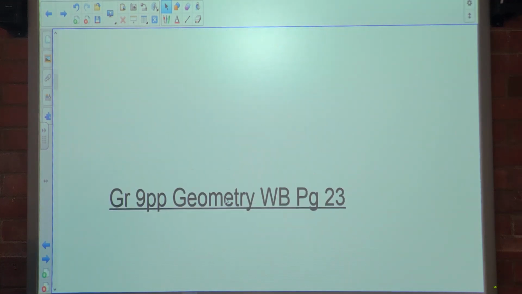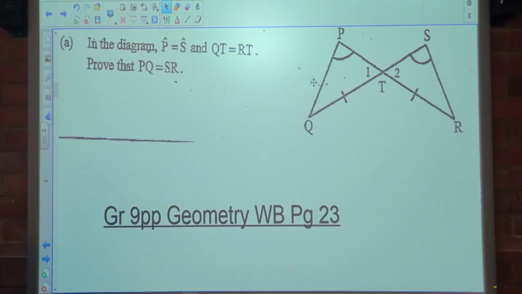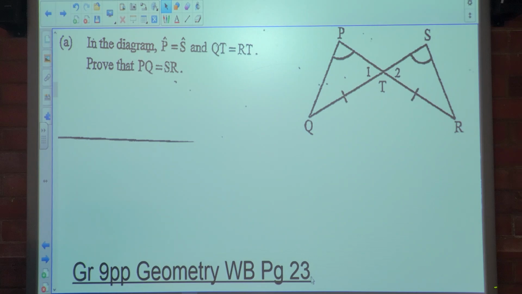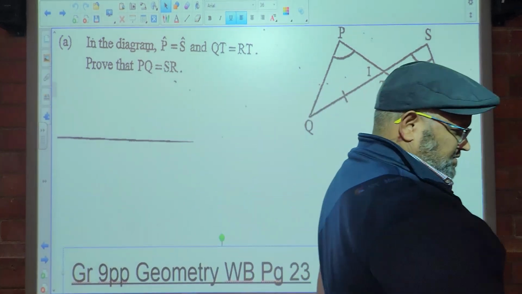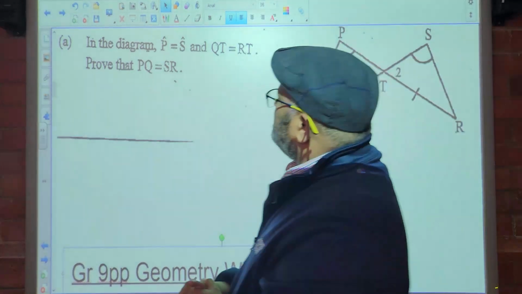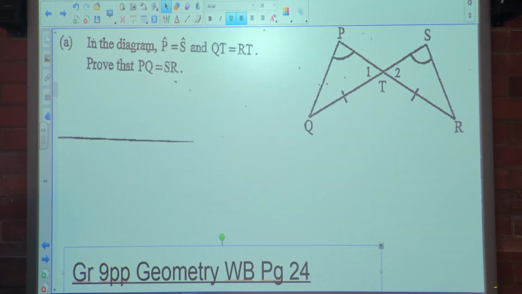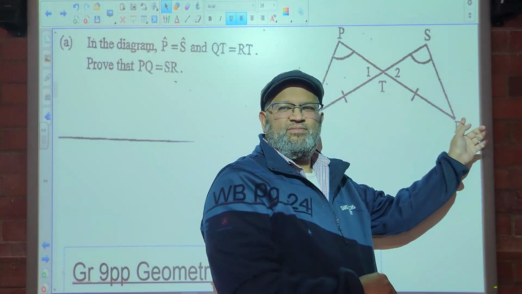Look at the next question. Next page, page 24. Thank you. So here we are told that in the diagram, angle P is equal to angle S as it's marked there, and then we are told that QT is equal to TR. Prove that PQ is equal to QS.